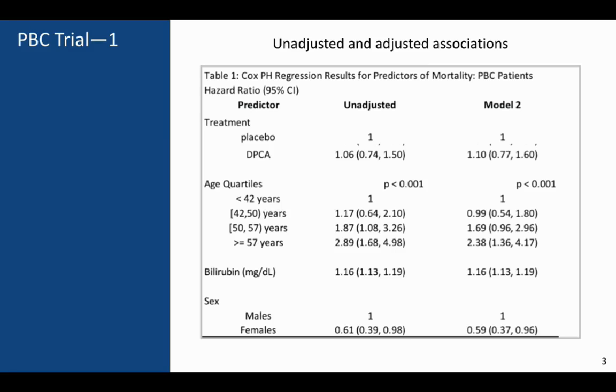So let's first look at the example with the primary biliary cirrhosis trial. We're going to use the results from model 2 here, which was the model that included 4 predictors: treatment, whether a person was randomized to the DPCA or placebo group, their age put into quartiles, classified into one of 4 quartiles, their bilirubin levels, which was in milligrams per deciliter, and the sex, which was females versus males, where males were the reference group.